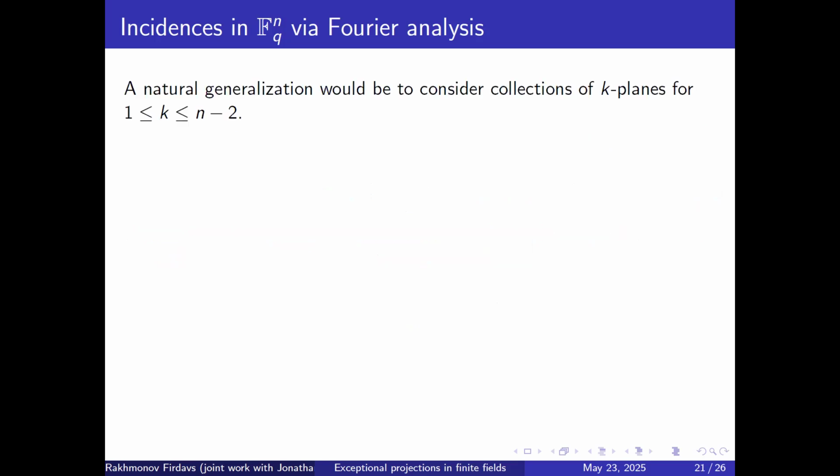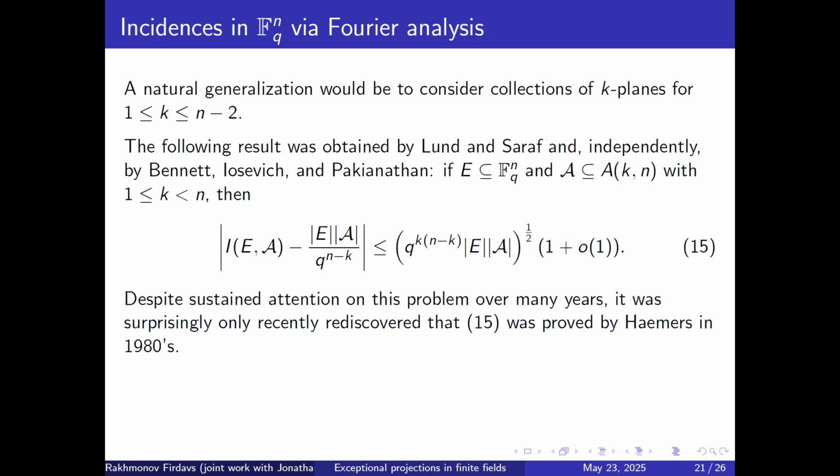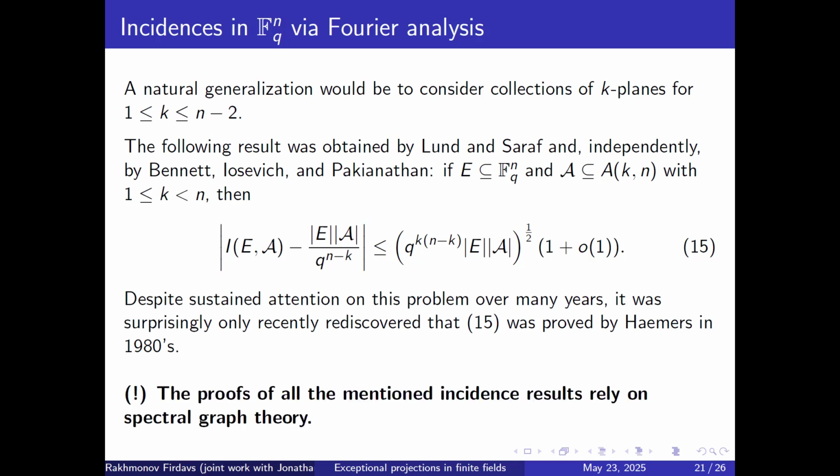A natural generalization would be to consider the collection of k-planes. And the following result was obtained independently by Lund and Saraf, and by Bennett, Iosevich, and Pakianathan. So they obtained this upper bound for the number of incidences between a point set and k-planes. It turns out that this result was proved by Hammers in the 1980s, but for some reason it was lost. And I want to note that all these results which I mentioned rely on spectral graph theory.